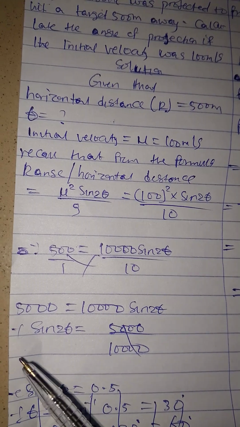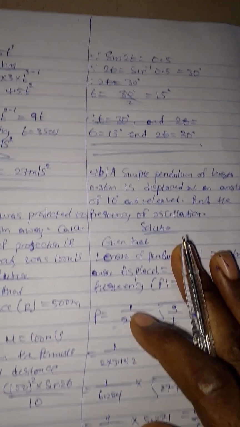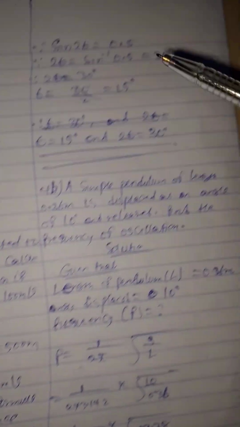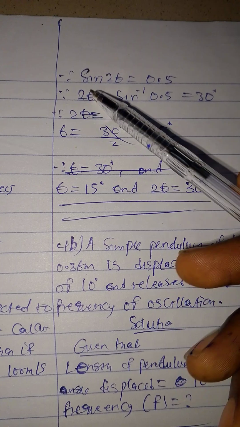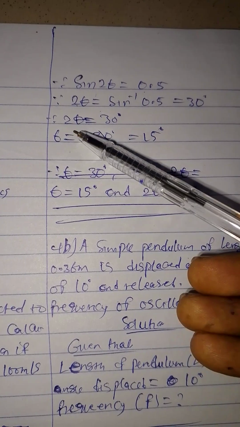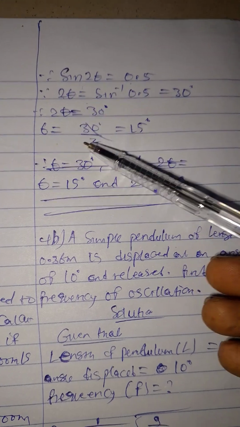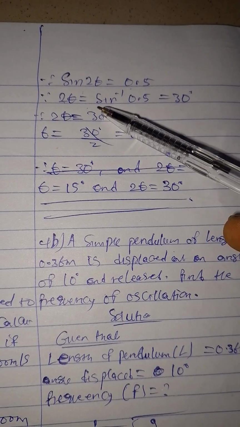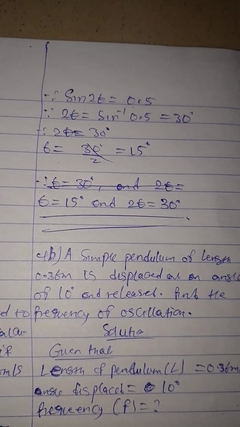10,000 sine 2 theta. So therefore sine 2 theta is equal to what? 5000 divided by 10,000 will give me 0.5. So sine 2 theta is equal to 0.5. So now to find 2 theta, 2 theta is equal to sin inverse of 0.5, which is what? 30 degrees. Now to find theta alone, divide this all through by 2. So theta is equal to half of it, which is 15 degrees. You understand? So since theta is 15 degrees, 2 theta is 2 times 15, which is 30 degrees. So that is the answer.